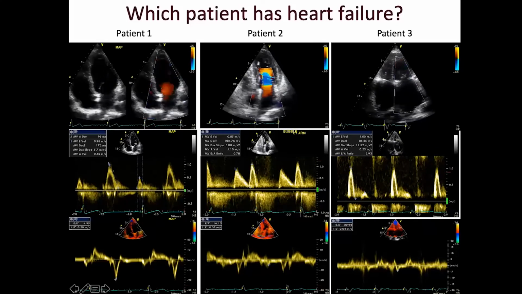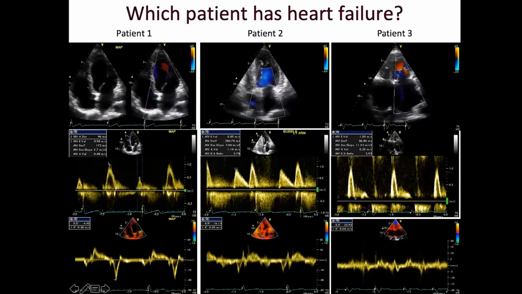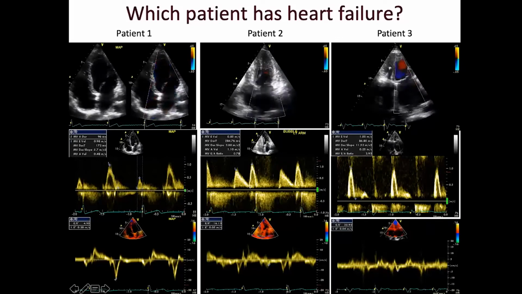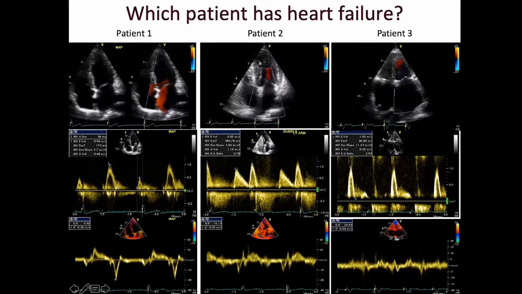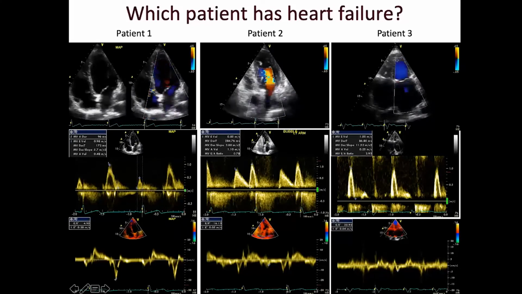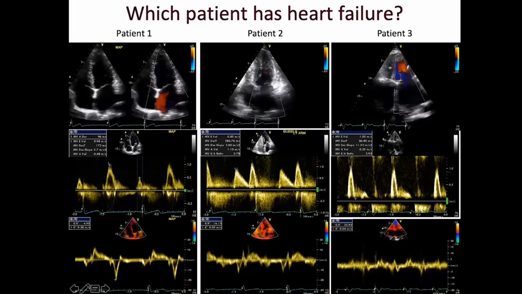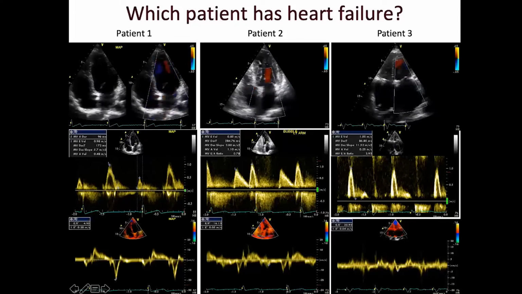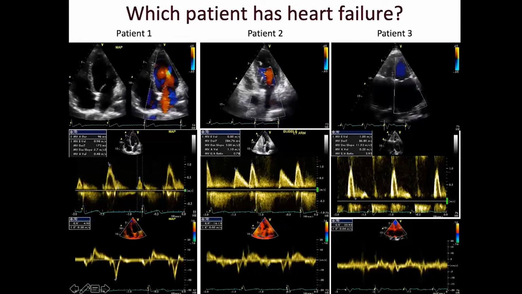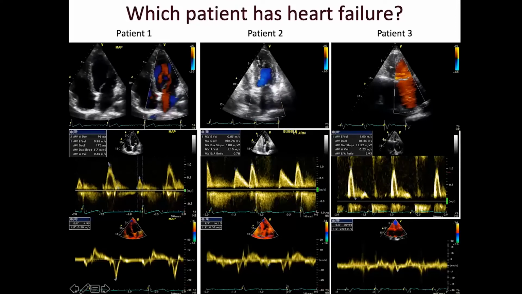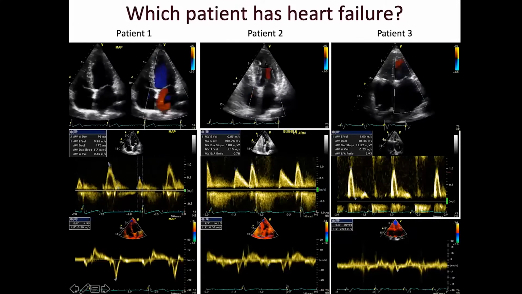And here we have a normal E to A ratio on the mitral inflow. So most of the filling occurs in early diastole as a result of excellent suction, excellent relaxation, and you have a minority of blood filling the left ventricle via the atrial contraction in late diastole. So that's patient one. Patient one appears to be normal as far as we can tell.